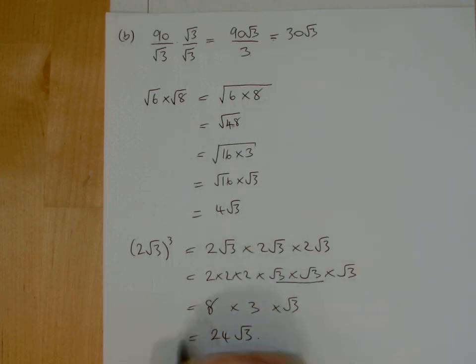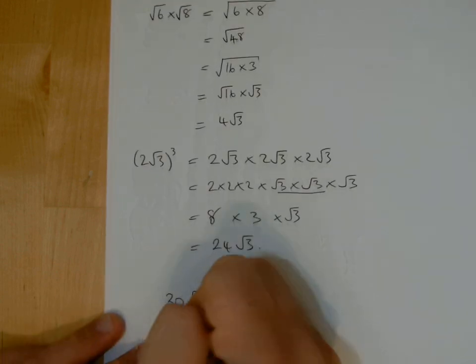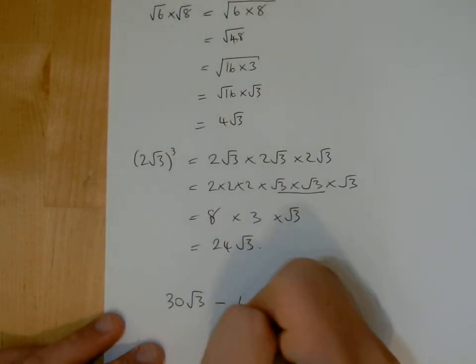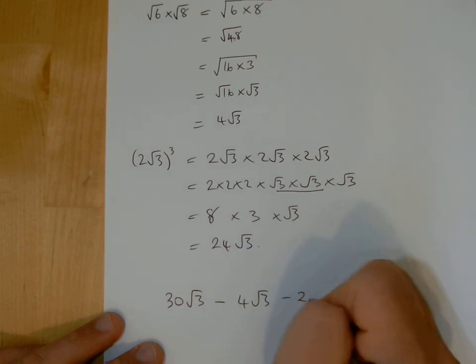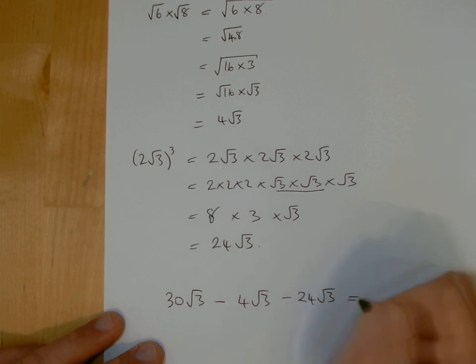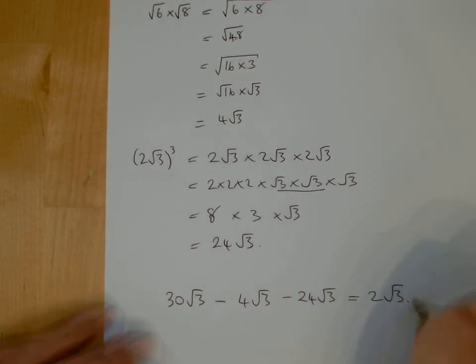So putting them together, they're asking us the first one here, which is 30 root 3. Take away the second one, which is 4 root 3, and then we've got to take away the last one as well, which is 24 root 3, and if you do that, you get 2 root 3 as our final answer.